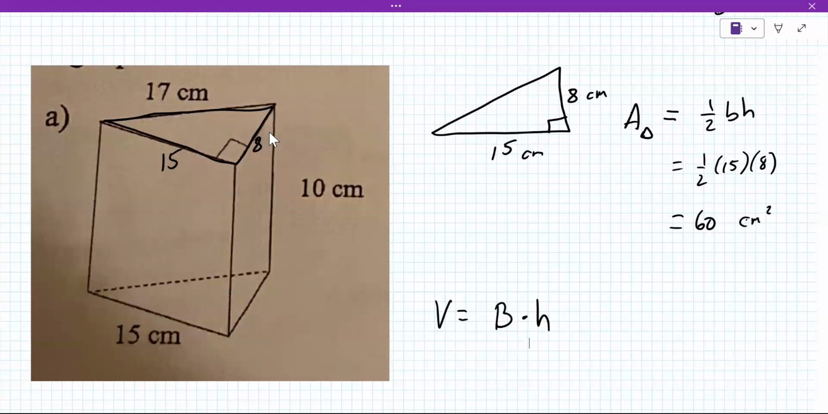The height of the prism. Okay, what is the height of the prism? The height, that's 8. The height of the prism. Oh, 10. So it's 60 times 10. What does that equal? That's 600. Very good.